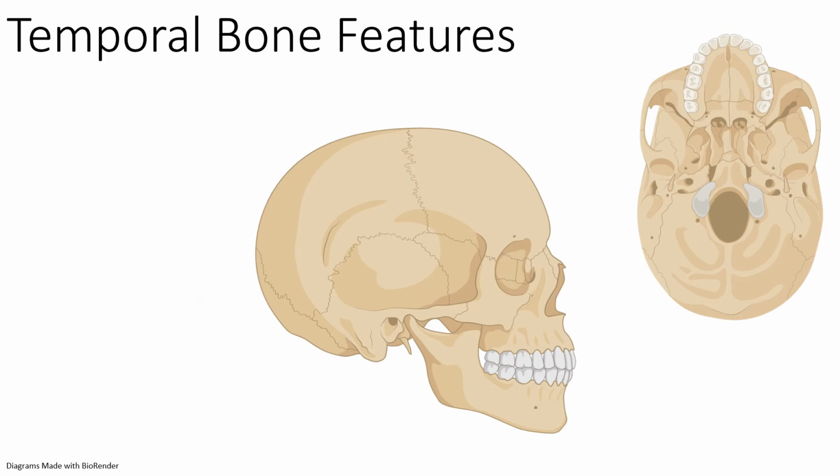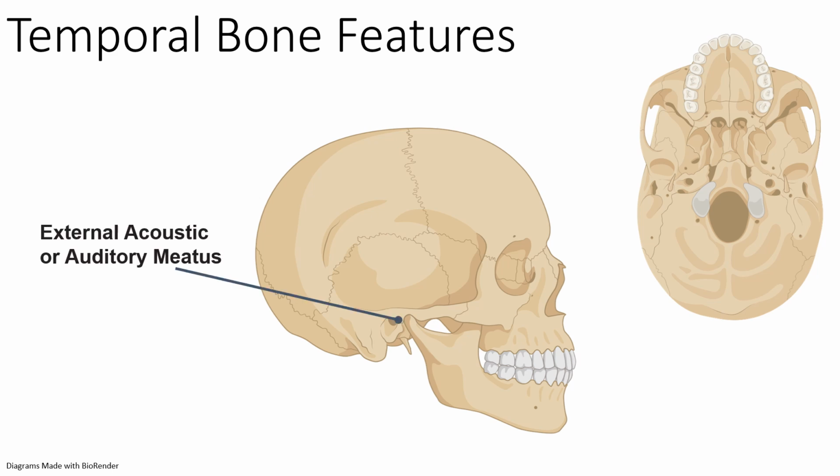There are many features on the temporal bone. The first I already mentioned is the ear hole. Sorry, that's not what it is. It's called the external acoustic meatus. Sometimes this is called the external auditory meatus. You also have an internal acoustic meatus, but you can't see that from this side of the skull, obviously. There are three processes on the temporal bone. Two are really easy to identify, and one is really confusing.